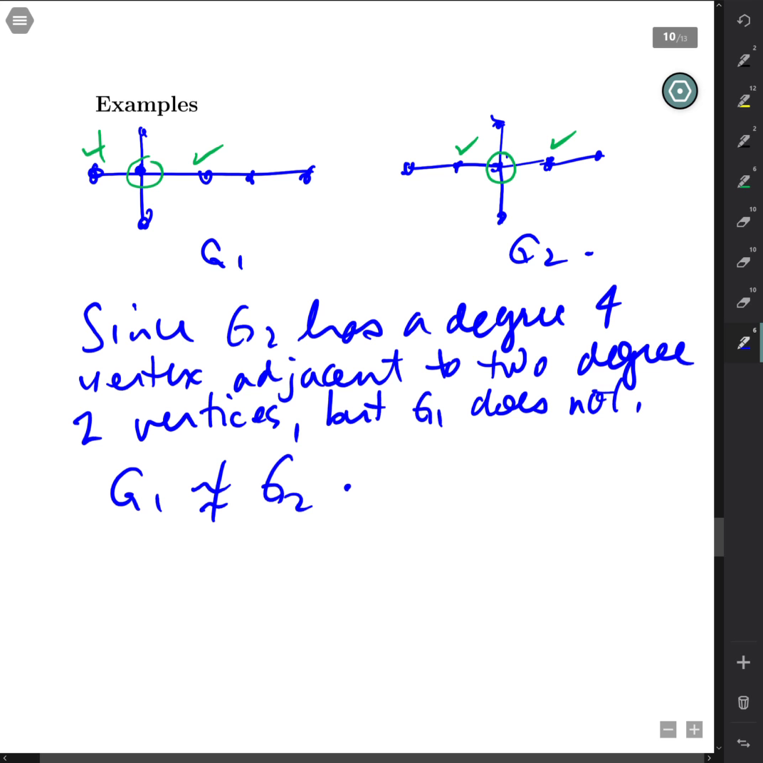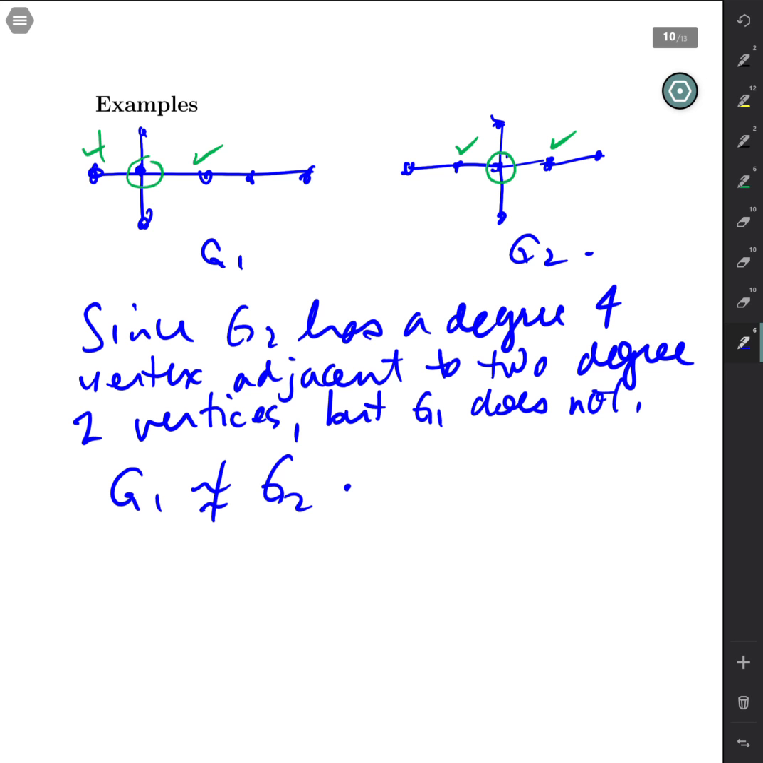Right? So there's 3 interesting examples to show you how that works, and your worksheet will have a few of those for you to work on as well.